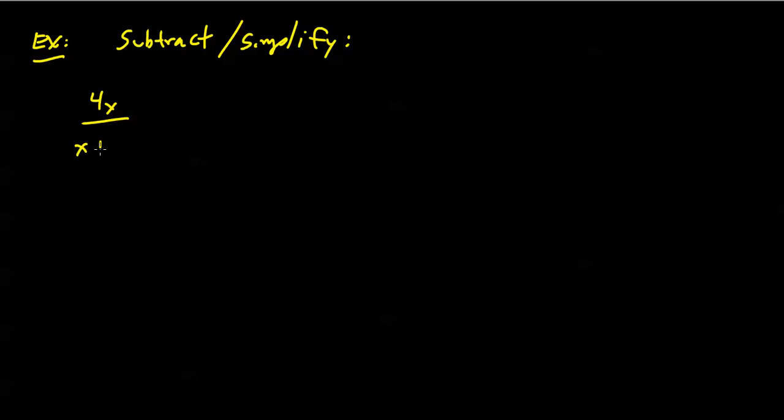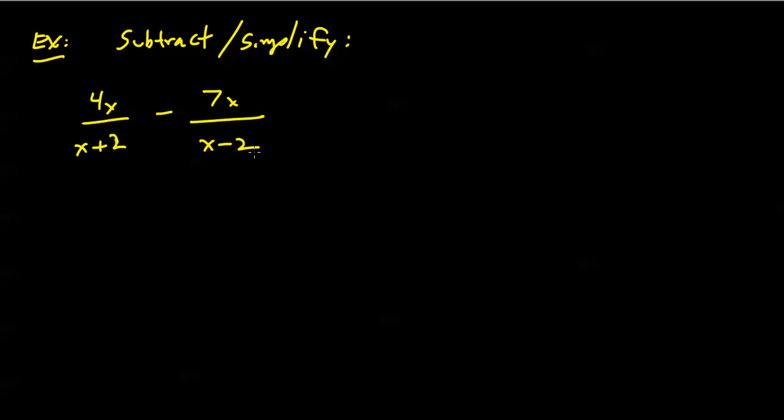Let's do another one here. Example, I'll say this one's a subtraction. Subtract the following rational expressions and of course simplify your final answer. 4x over x plus 2 minus 7x over x minus 2.